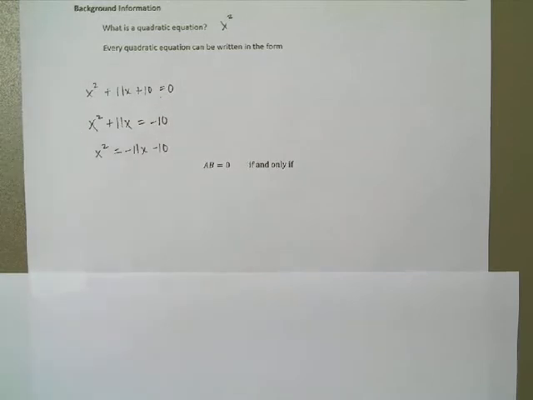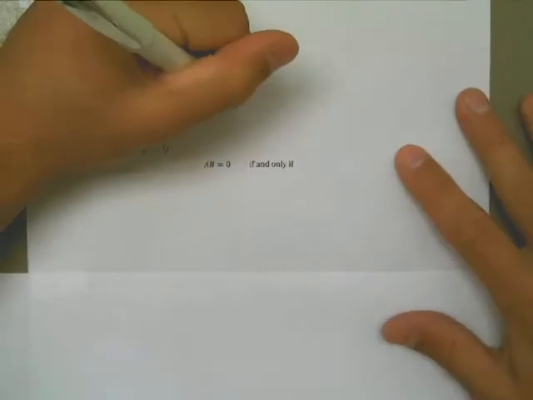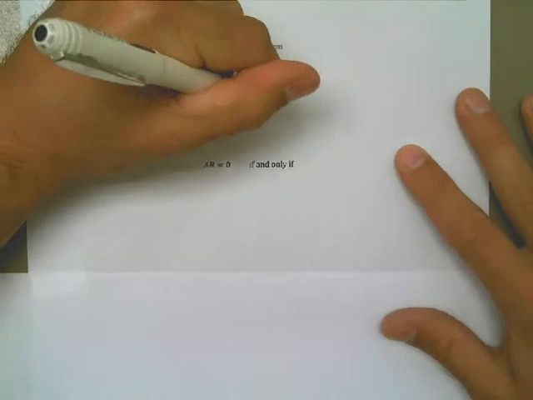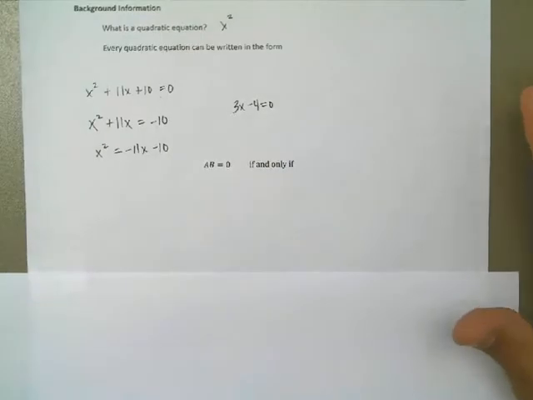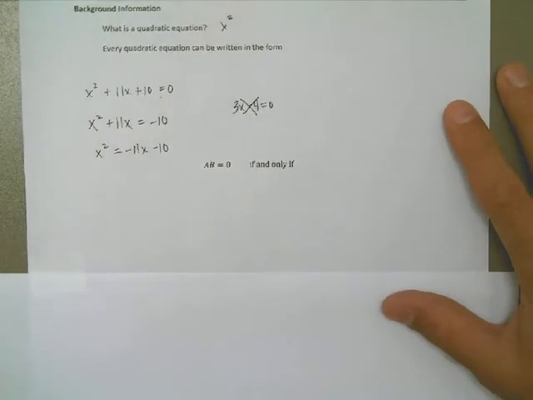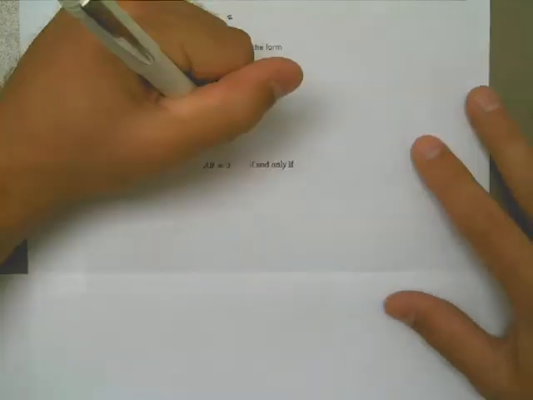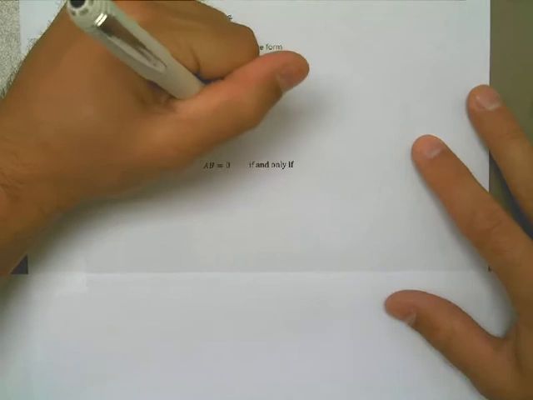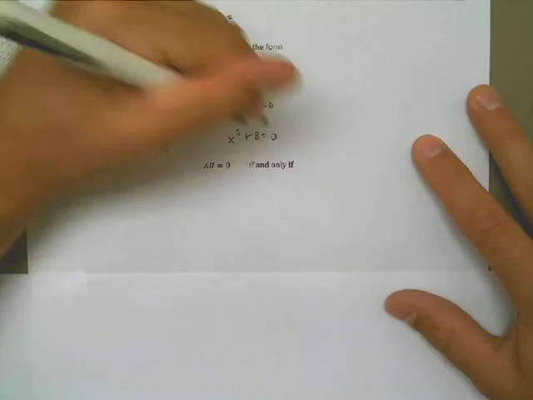Things that might not be a quadratic equation would be something like this: 3x minus 4 is equal to 0. You see how that's not one because it doesn't have the x squared, does it? So we can't consider this to be a quadratic equation. We can't consider something like x cubed plus 8 is equal to 0. That's not a quadratic equation because it has a cube. So this is not an example.